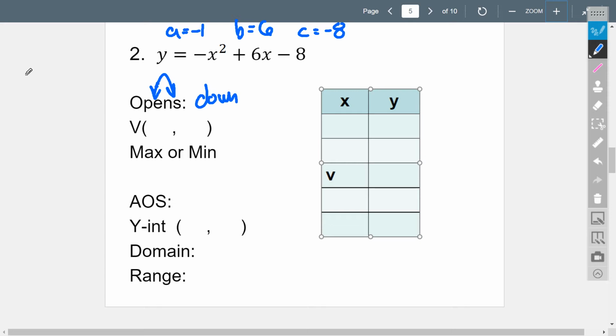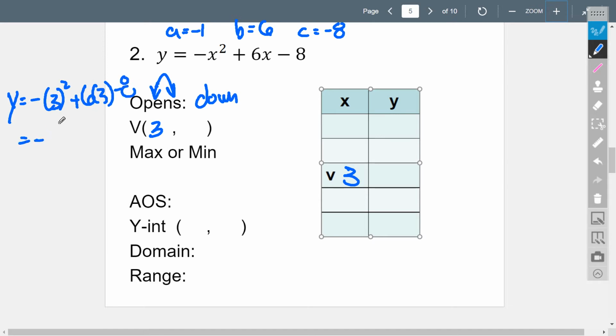The vertex, we first find the vertex by doing the x-coordinate, negative b over 2a. So negative 6 over negative 2, which is 3. So the x-coordinate of the vertex would be 3. I'm going to go ahead and put that in my table. The y-coordinate, I plug in 3 to find the y-coordinate. So y is equal to negative 3 to the second power plus 6 times 3 minus 8.